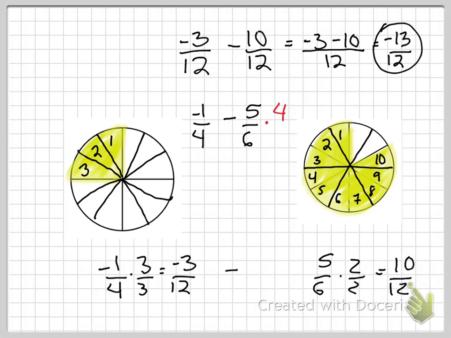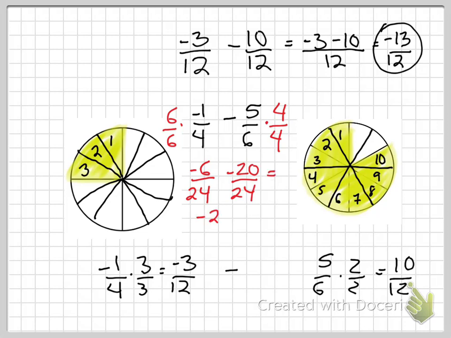we could multiply one fraction by 4 over 4, the 4 coming from here, and then we can multiply the other fraction by 6, the 6 coming from here. So let's work this out and see if we get the same answer. So 6 times negative 1 is negative 6. 6 times 4 is 24. 5 times 4 is 20. 6 times 4 is 24. So we have negative 6 minus 20.